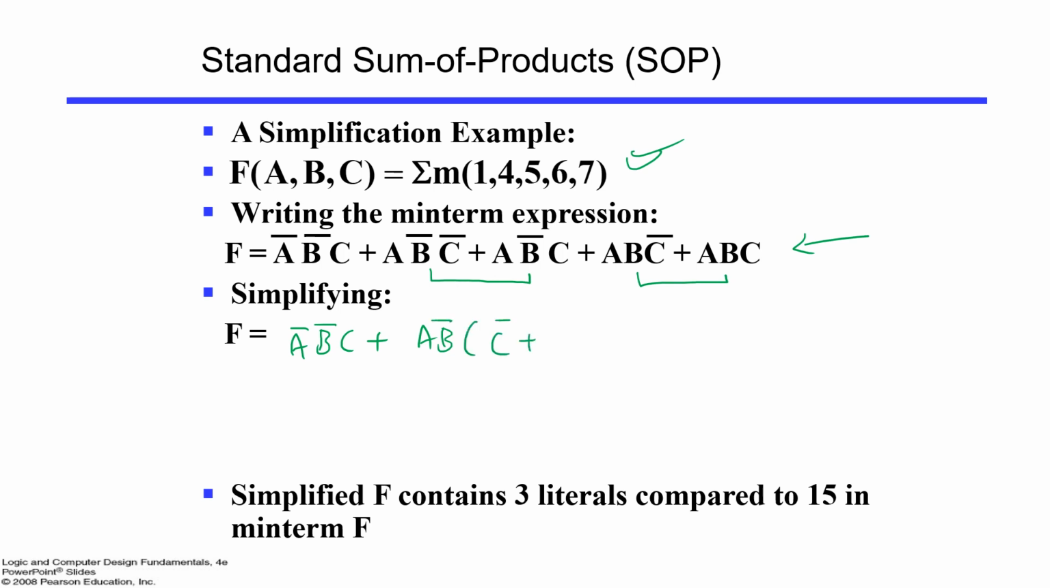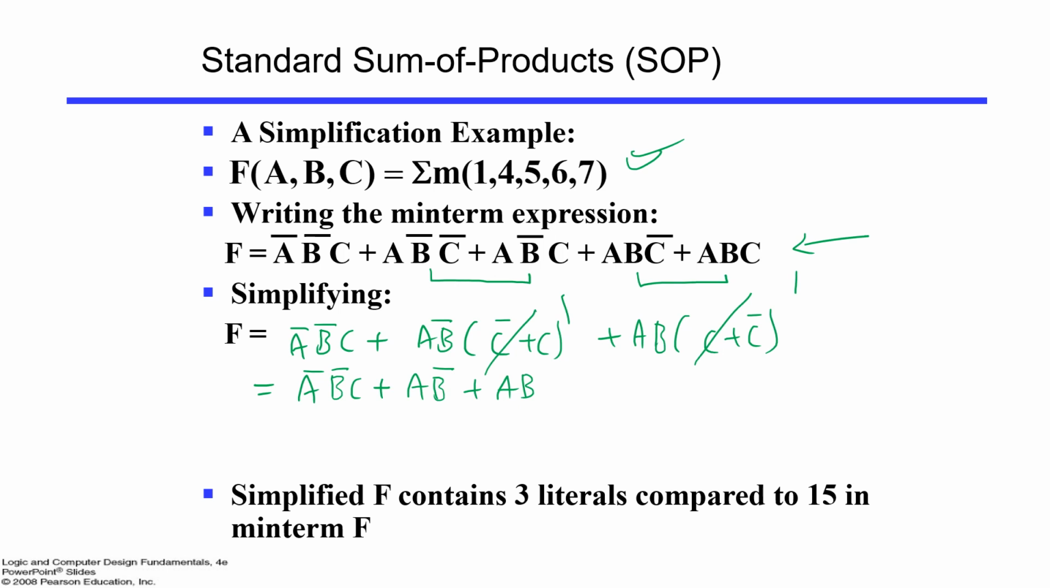and here you will get C bar plus C, and here AB is common, what will you get? C plus C bar, right? So this will become 1, this will also become 1. So what we'll get is A bar B bar C plus A B bar plus AB, right? Now if you check here, can we get some optimization? If you take A common, what will you get?